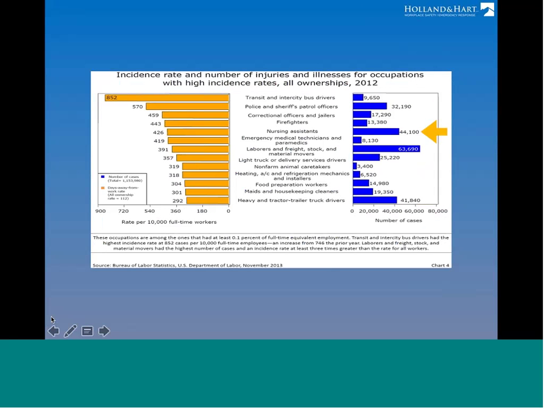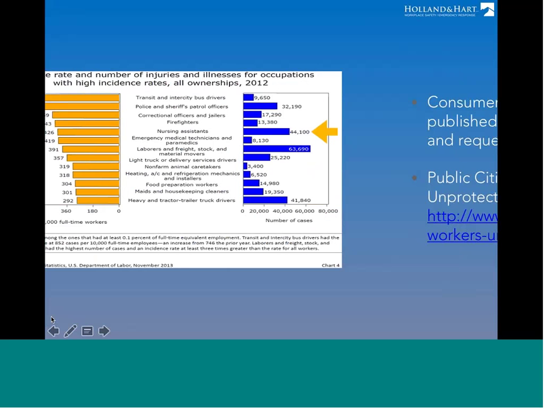This slide is just reshuffling the data in a variety of ways. This is looking specifically at occupations, not necessarily industry groups. This shows the injuries and illnesses for occupations, and the most recent data we had on this was from 2012, that nursing assistants had a very high number of cases at 44,100, and we expect that 2013 and 2014 data would be similar to those numbers.